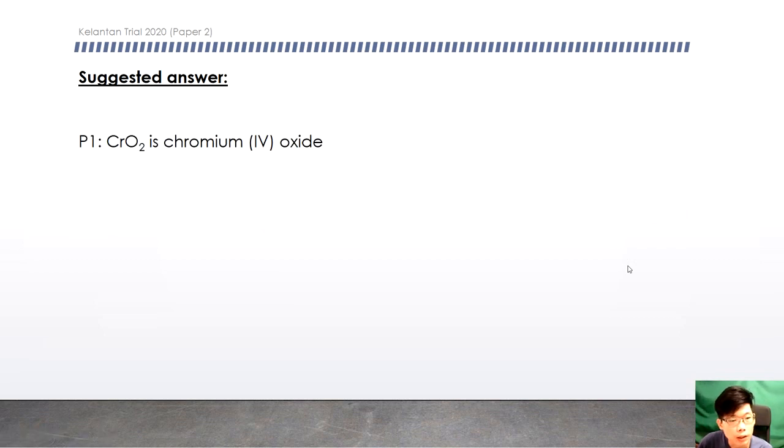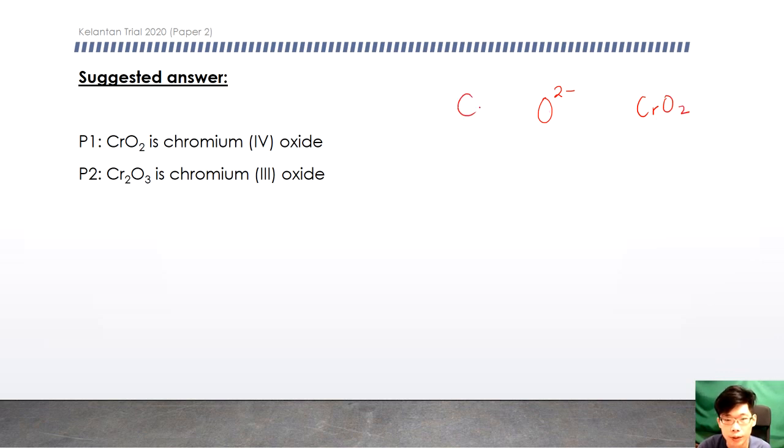So CrO2 is a chromium(IV) oxide, and Cr2O3 is a chromium(III) oxide. Because we know that the oxide charge is 2 minus, if you want to get CrO2, the charge for the chromium will be 4 positive. So if you interchange it and then simplify, it becomes like this.